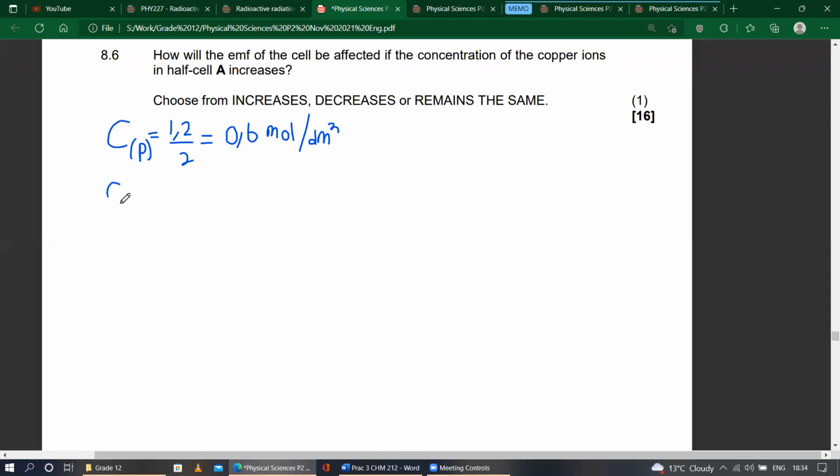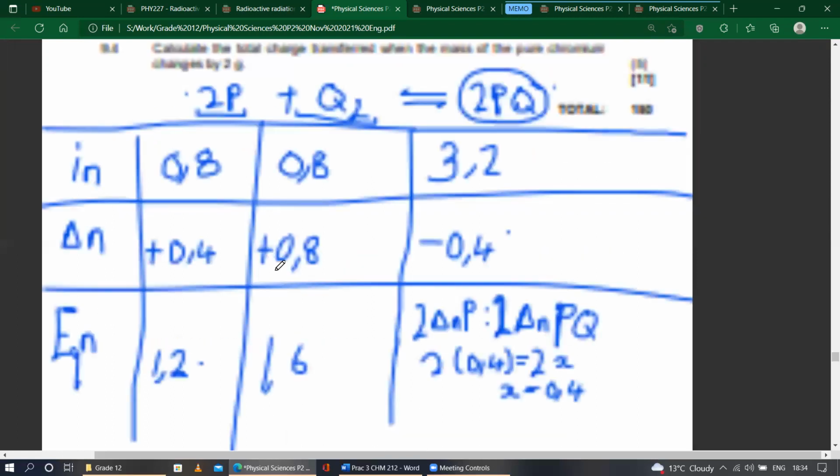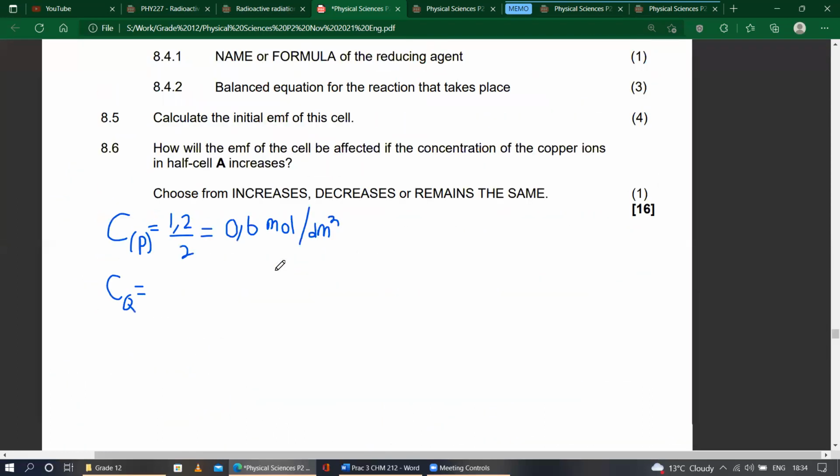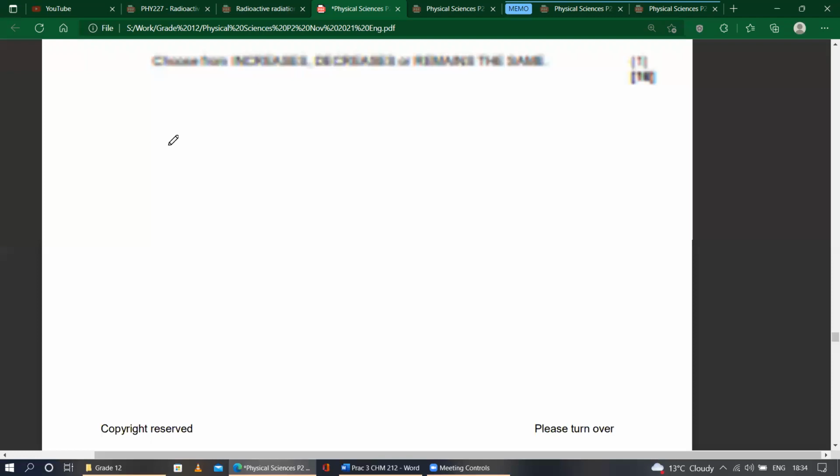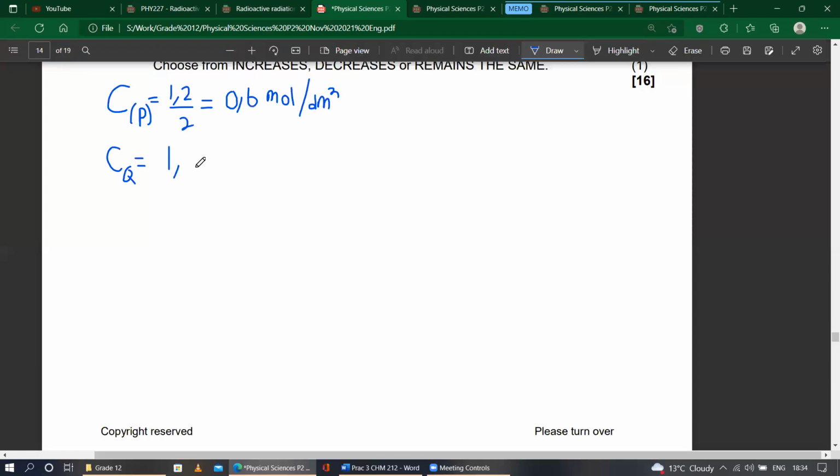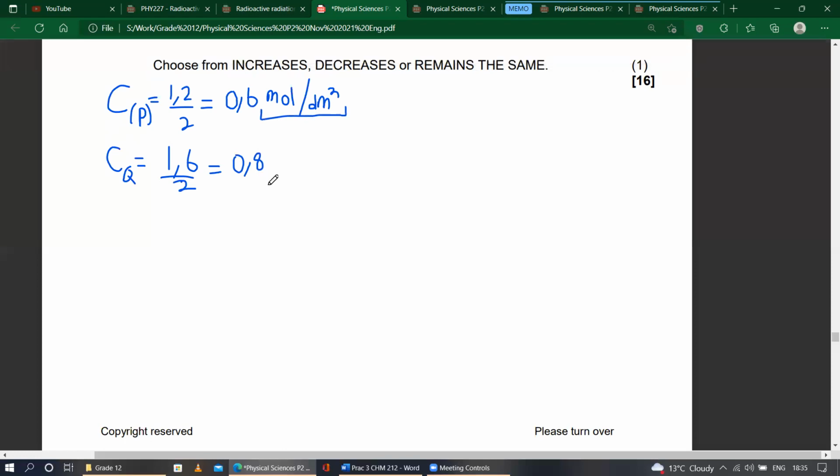Then the concentration of Q, that's going to be 1.6 divided by 2. I'm just going to write this unit once to save time. Going forward, you should know it's 0.8 moles per decicubic meter, and also for the next answer.